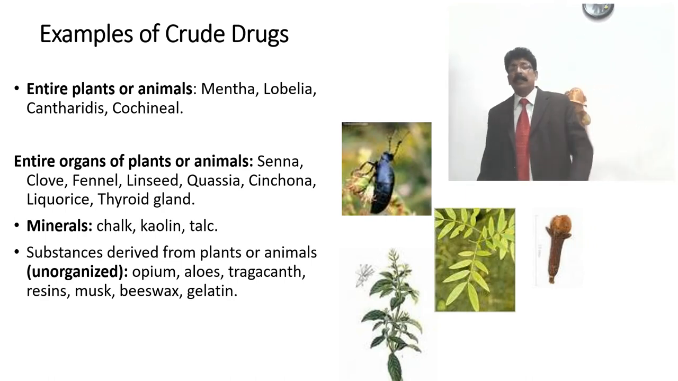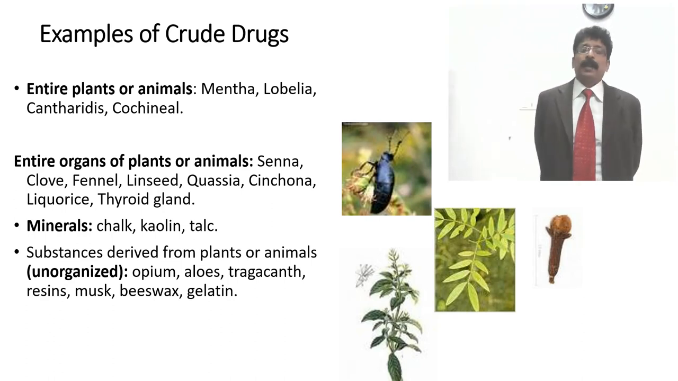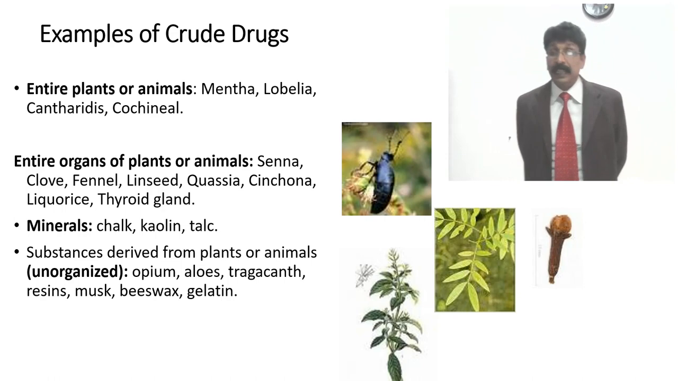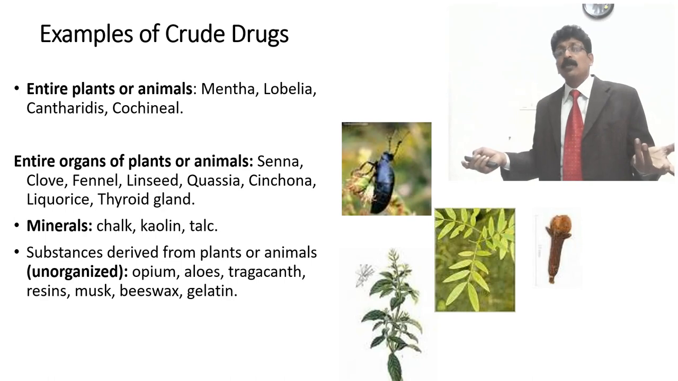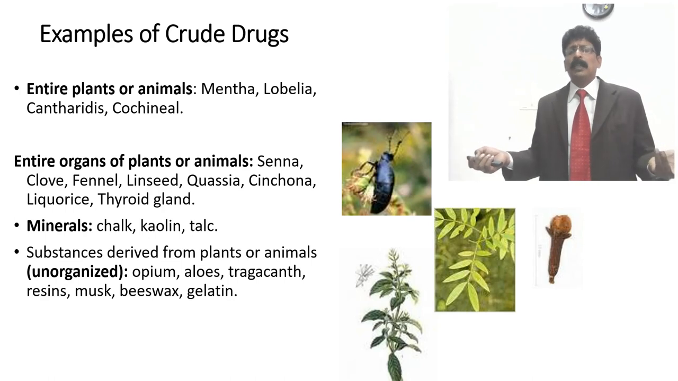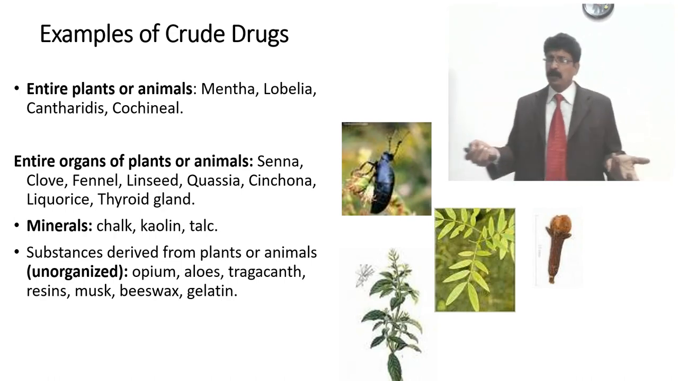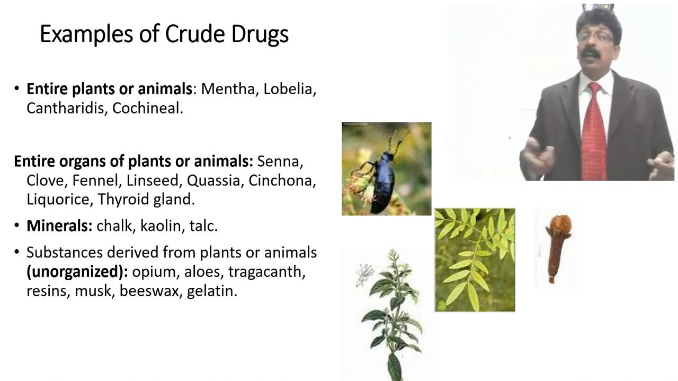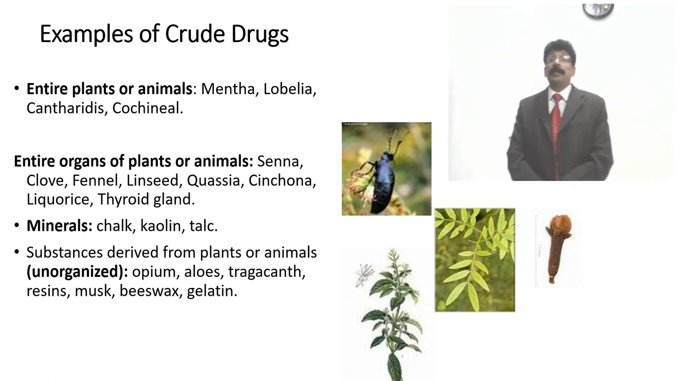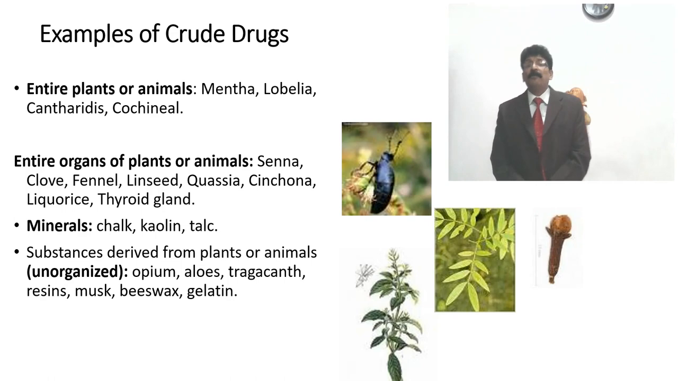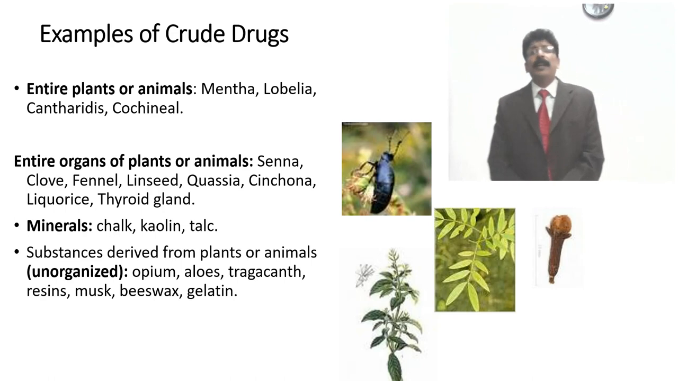What then is unorganized drug? Unorganized drug means exudates obtained from the plant. For example, if it is a gum or a resin obtained from the plant. For example, everybody knows aloe vera, which is very useful in our southern region, and we use it for cosmetic purposes. When you take that leaf, we are not using the complete leaf. We take only the inside, the jelly part, the exudate obtained from the leaf of that particular plant. The drug part is the exudate obtained from the leaf. They are unorganized drug.